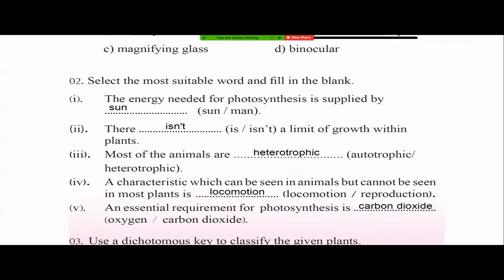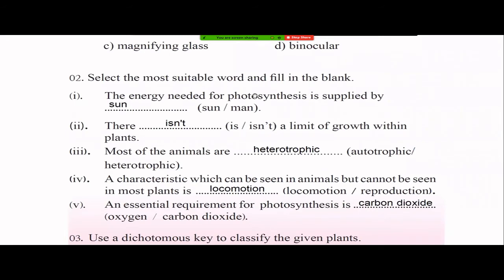Okay, second question. Select the most suitable word and fill in the blank, right? The energy needed for photosynthesis is supplied by... now I show you the photosynthesis process. There sunlight is taken. So the energy is provided by the sun. Next one: there is or isn't a limit of growth within plants.